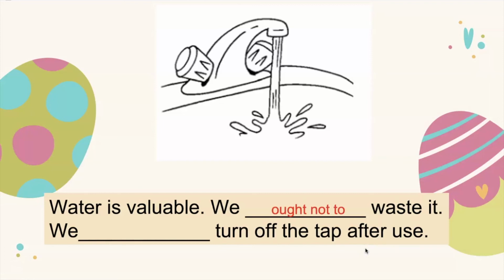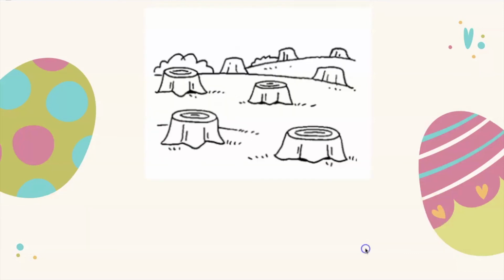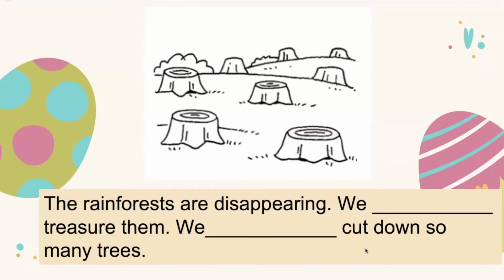Yes, you're right. We ought not to waste it. And we ought to turn off the tap after use. Next one. The rainforests are disappearing. We treasure them. We cut down so many trees. Do you know the answers?